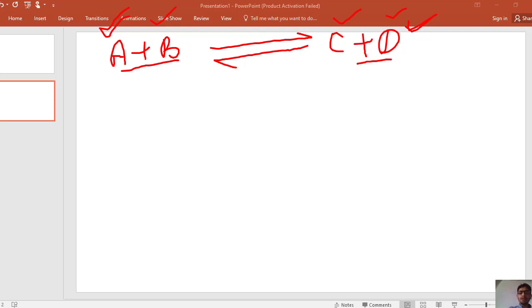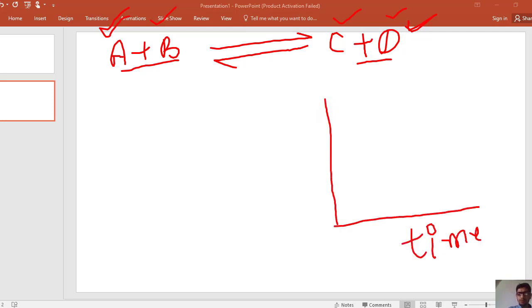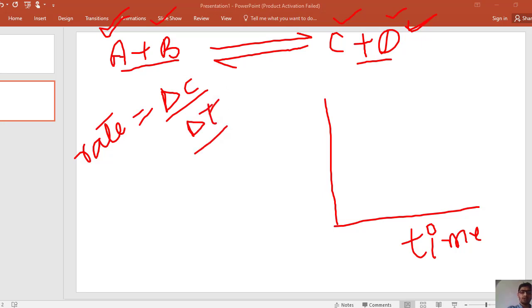So at equilibrium, suppose this is the time in seconds, and this is the rate of A. At the start the concentration of A and B was very high. Rate is nothing but the change in concentration with change in time. So the concentration of A and B decreases with the passage of time, so the rate of A and B decreases with the passage of time.